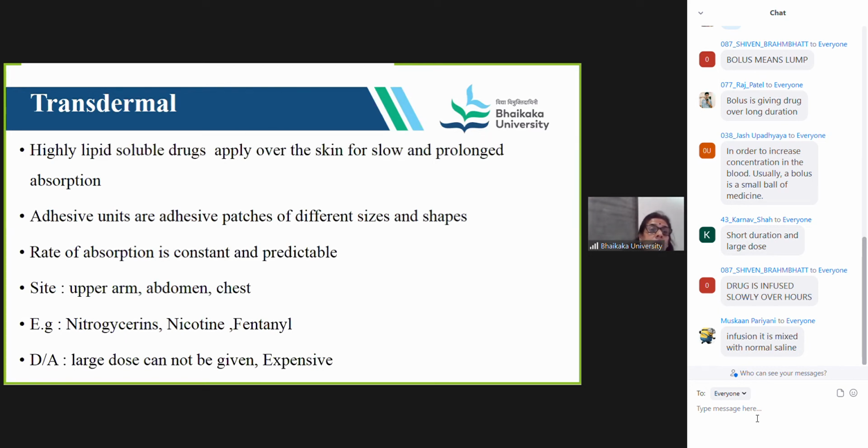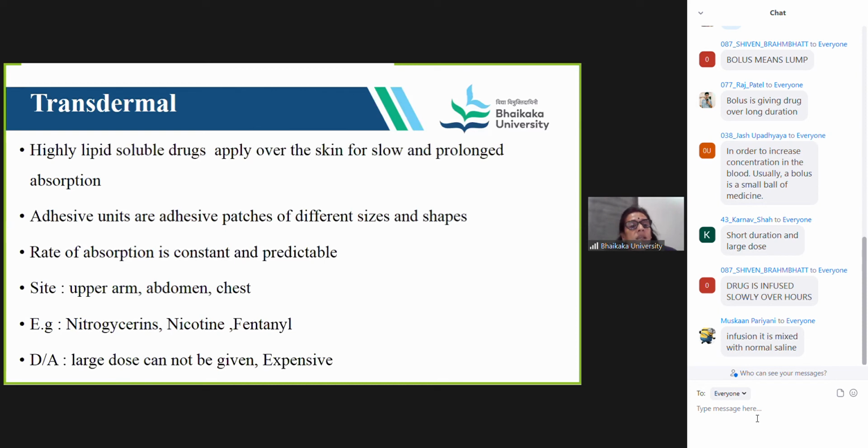So transdermal, what is the drug characteristic here? Highly lipid soluble drugs. Okay. Again, in kinetics, you will learn in detail about lipid soluble and water soluble drugs. Remember, highly lipid soluble drugs are applied over the skin. And what is the purpose or the advantage of this route? That it will give a slow and prolonged absorption. Remember, the absorption will be slow, but it will be prolonged. So transdermal is used for systemic actions, but prolonged absorption will be there.